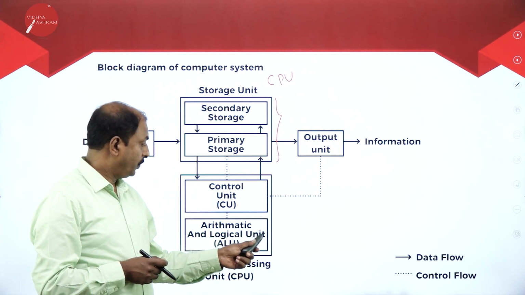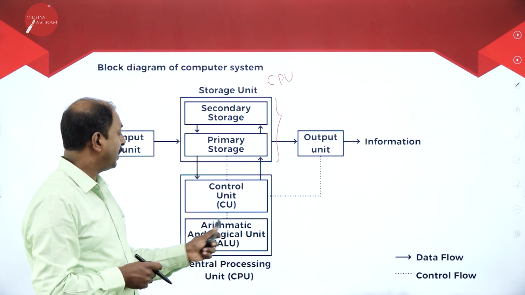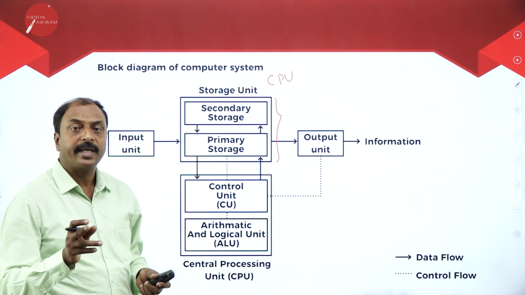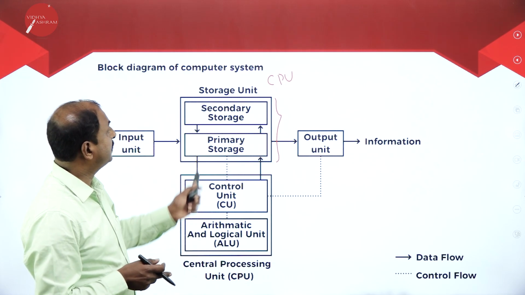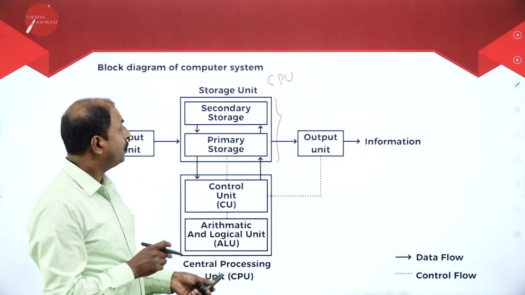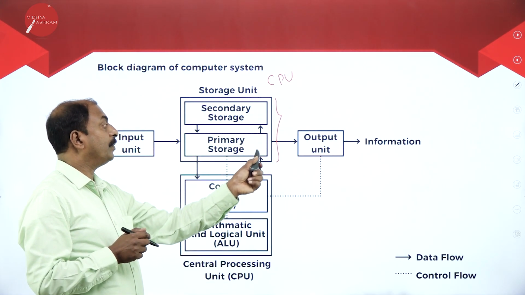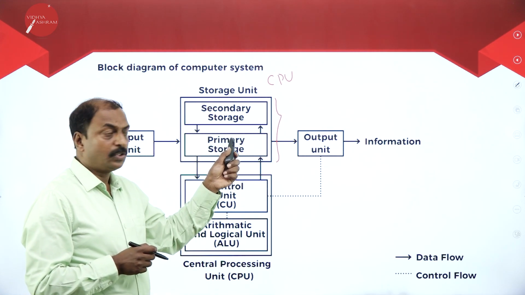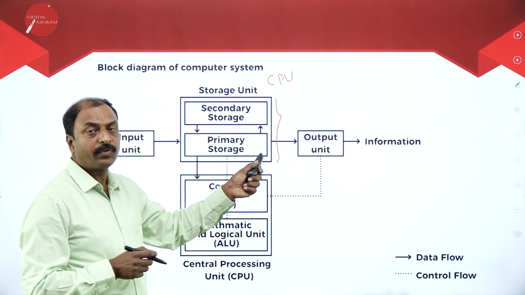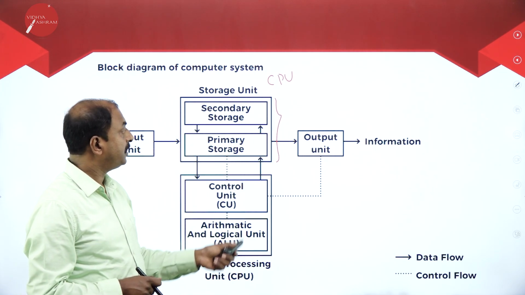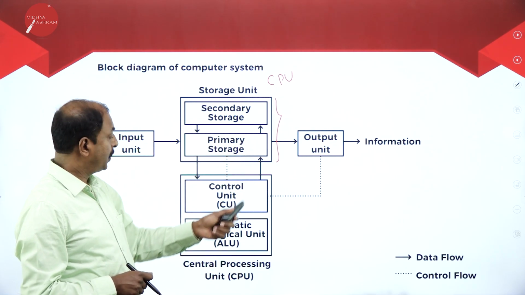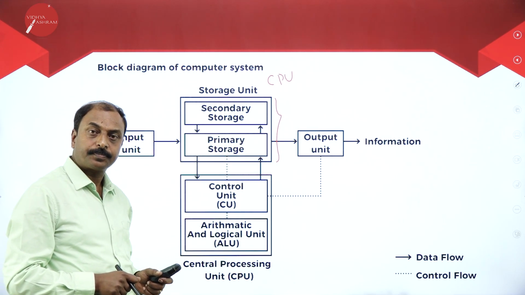ALU stands for arithmetic and logic unit. This is the place where arithmetic and logical calculations take place inside the CPU. The function of memory is only to store information, data and instructions. It cannot do any sort of calculations. So for calculation, the data has to be moved from memory to the ALU.